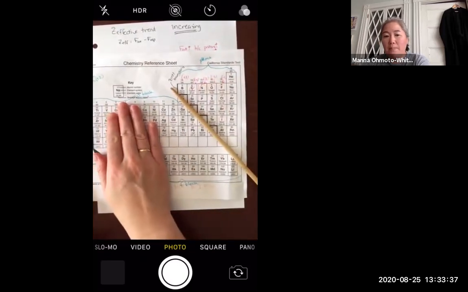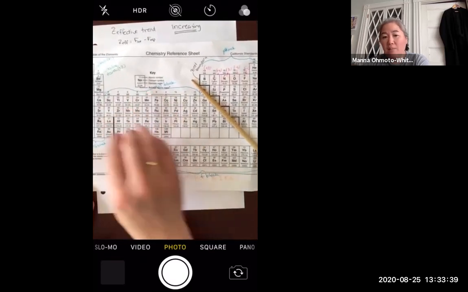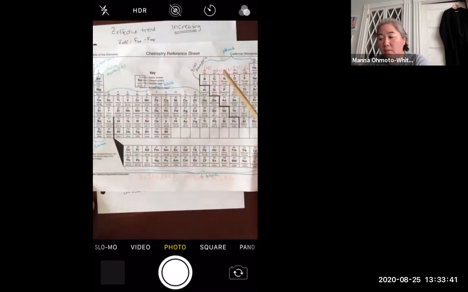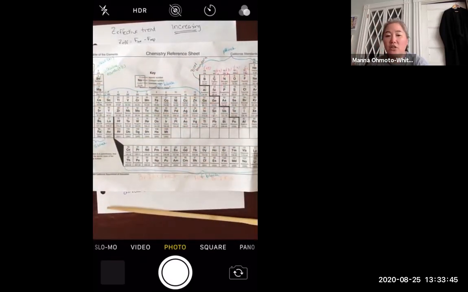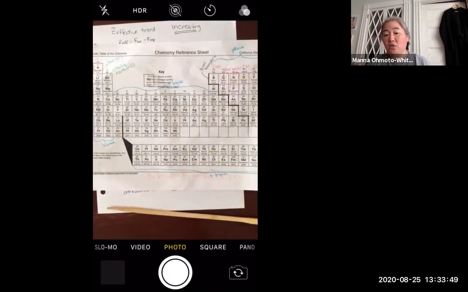And this is why metals make up the large proportion of elements on the periodic table, because as I start to pack in more and more electrons, my nucleus's ability to hold on to those electrons becomes weaker and weaker, and therefore is more likely to become a positively charged ion in order to reach a stable state, which is the fundamental hallmark of what metals are.